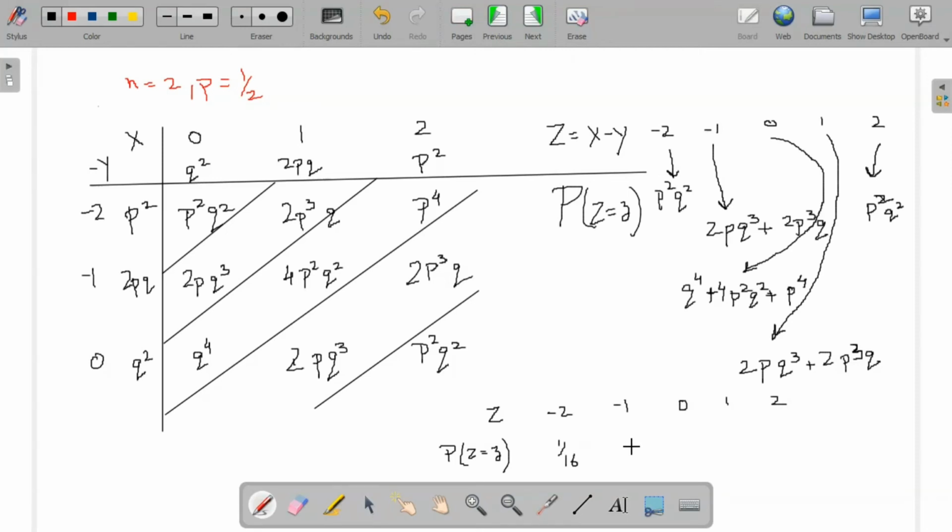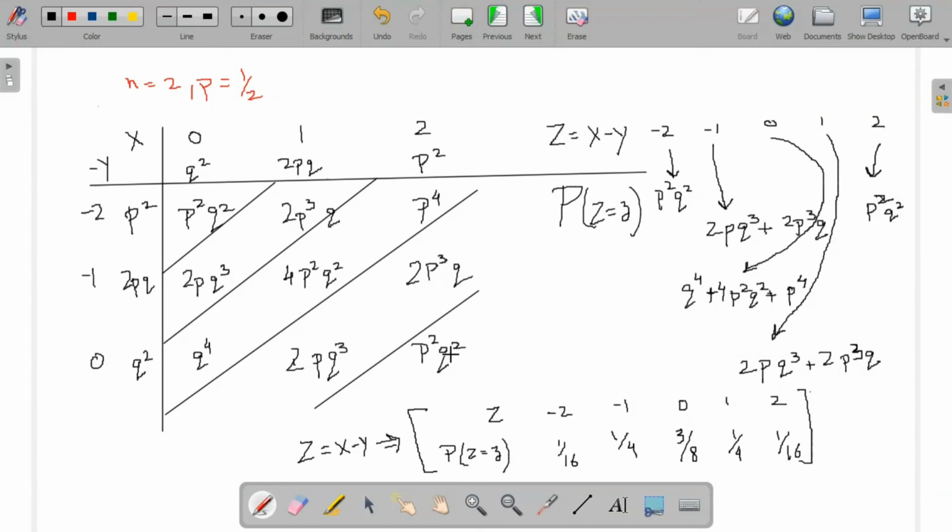So I am simply going to write it and calculate it and write it over here. So by putting the value of p is equal to 1 by 2 and q is equal to 1 by 2 in all these expressions, I have calculated the PMF of z. Here z is equal to x minus y. So this will be the PMF of z.